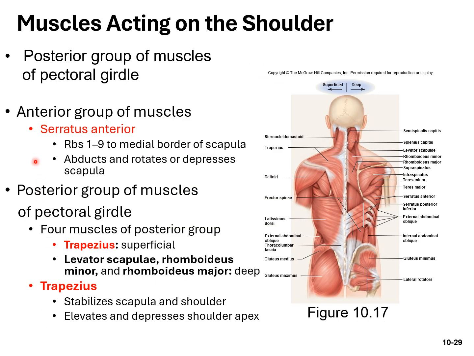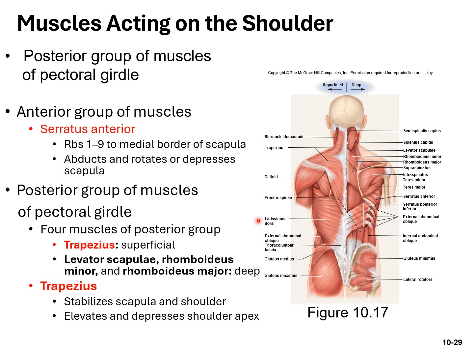Now let's look at some muscles. First, serratus anterior, which we already mentioned. Serratus anterior is on the front, from ribs 1 to 9 to the medial border of the scapula. It abducts and rotates or depresses the scapula. Then you have the trapezius, which we already talked about, on the back.